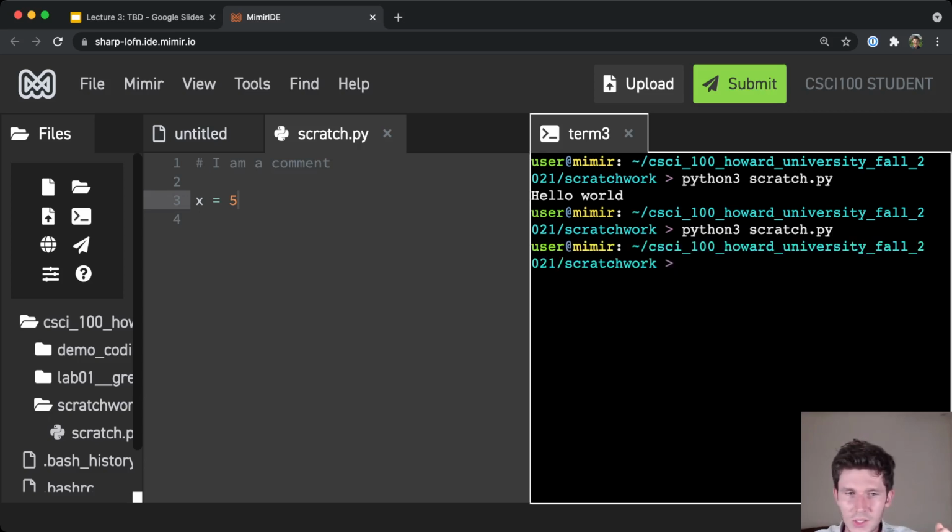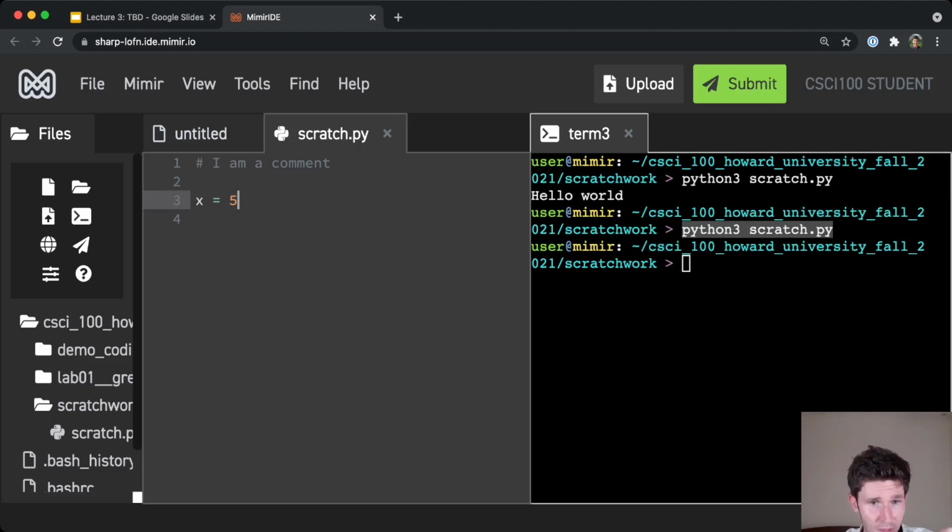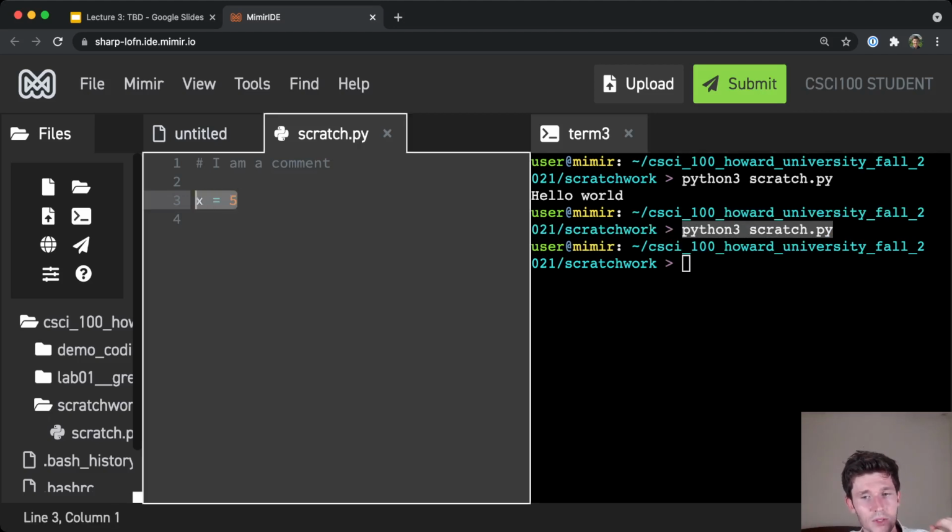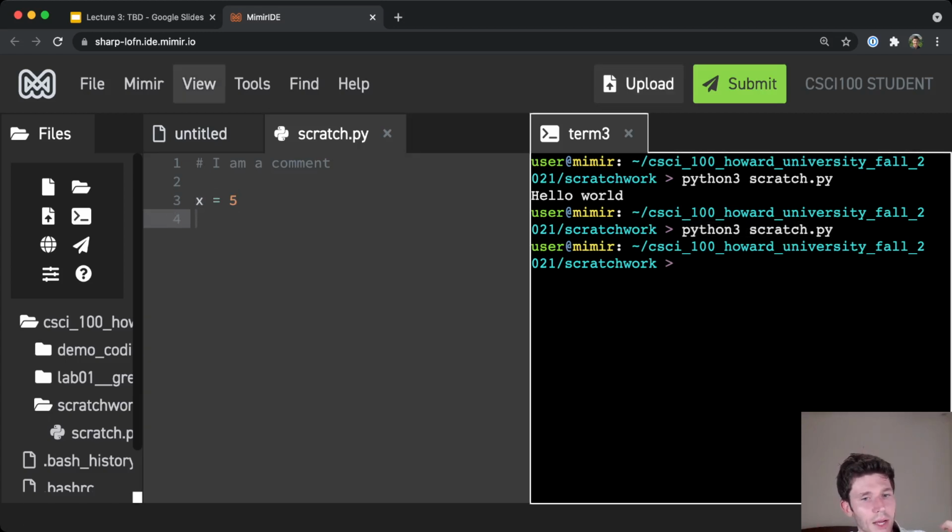So we ran this code and nothing happened. Why did nothing happen? Well, it's kind of misleading to say that nothing happened. Nothing got printed to the screen, but Python and the computer, when this code got run, did put x with a value of 5 into its memory, but we never used the value of x for anything. And so we didn't see anything get printed. So let's talk about how we would do that.